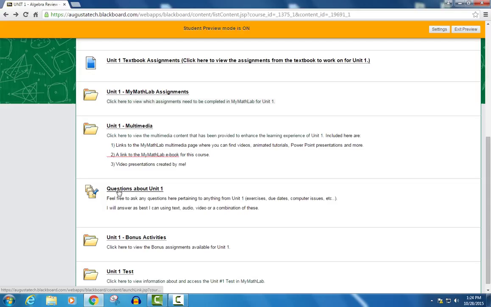Then, of course, there's something we mentioned before. There's the discussion board asking questions about Unit 1. All of these discussion boards about asking questions were in that other folder in the Start Here menu item. But this one's about asking questions on anything that pertains to Unit 1, whether it's exercises, due dates, computer issues, whatever. It says I will answer as best I can using either just text, audio, video, or a combination of these. And usually it takes me a day or 2 to answer those particular questions.